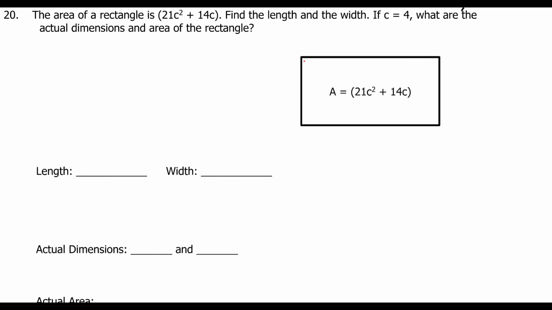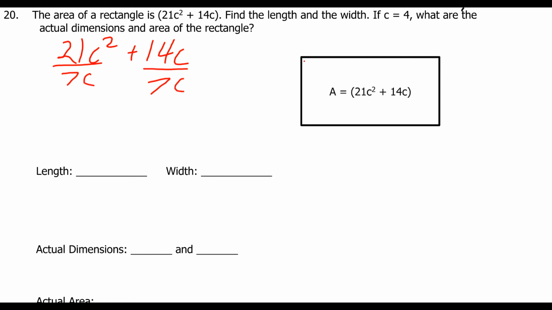Now, number 20. The area of a rectangle is 21c squared plus 14c. Find the length and the width if c equals 4. What are the actual dimensions of the rectangle? Now, we have 21c squared plus 14c. First thing that I notice is 21 and 14 are both divisible by 7.